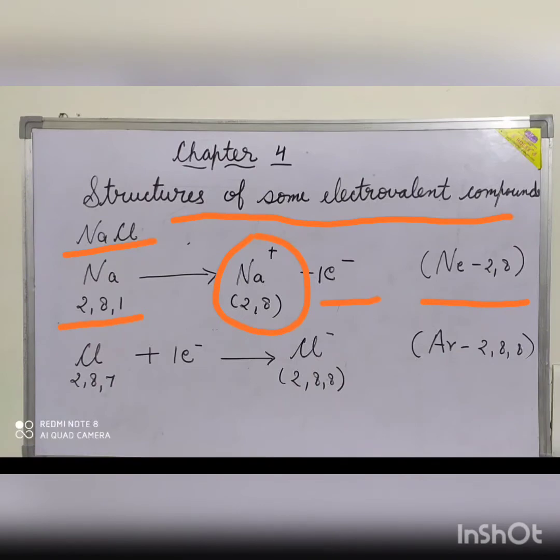The electronic configuration of chlorine is 2, 8, 7. So it needs one electron to attain stability. So it takes one electron given by sodium and forms the chloride ion having the electronic configuration 2, 8, 8, which is equal to the nearest noble gas argon, whose electronic configuration is 2, 8, 8. So chlorine, after gaining one electron, forms the chloride ion.